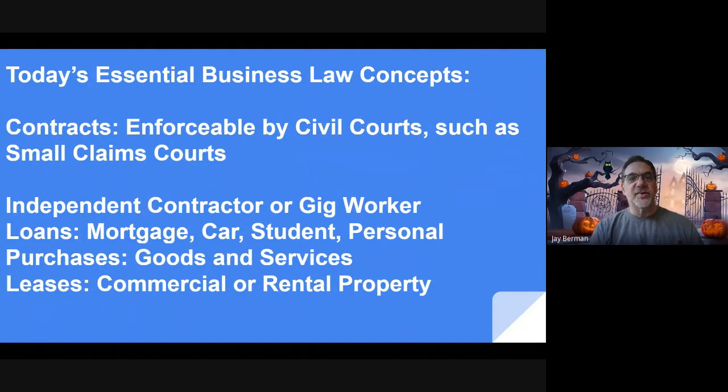So today I'm going to discuss contracts, which are enforceable by civil courts, such as small claims courts. Contracts you're probably very familiar with. If you are an independent contractor or a gig worker, loans such as mortgage, car loans, student loans, personal loans, those are all contracts. If you make any kind of purchases, particularly sizable purchases of goods and services, those usually involve contracts, and leases, either for commercial or rental property, would be considered examples of contracts.